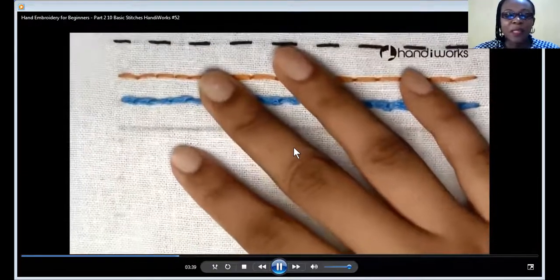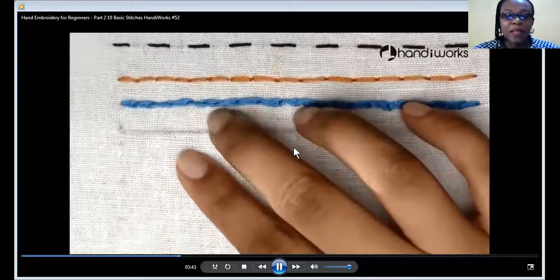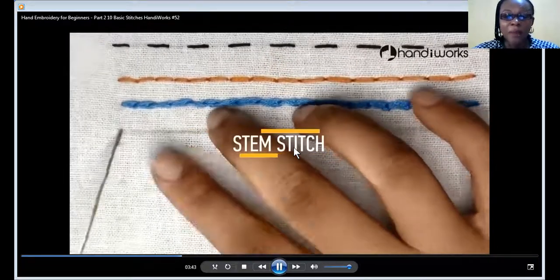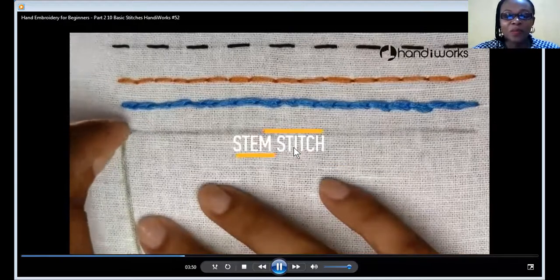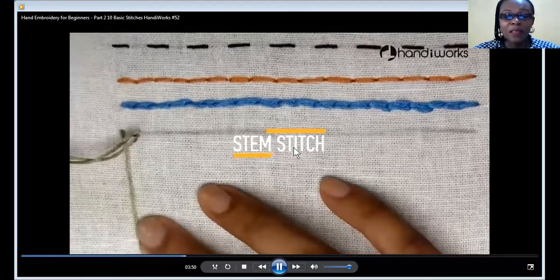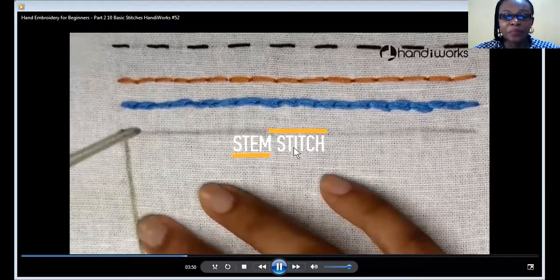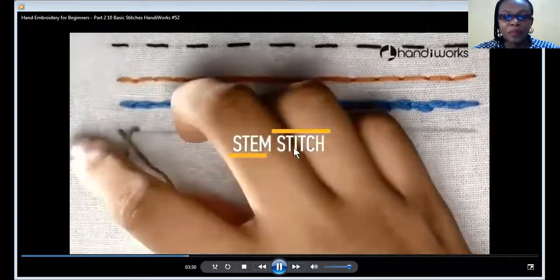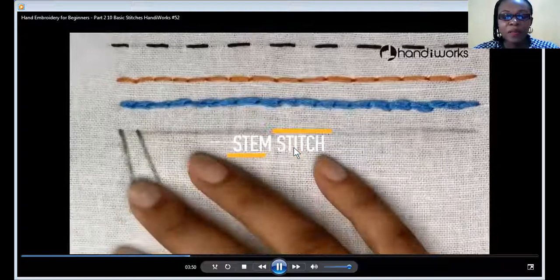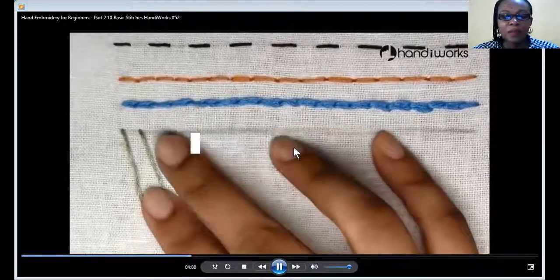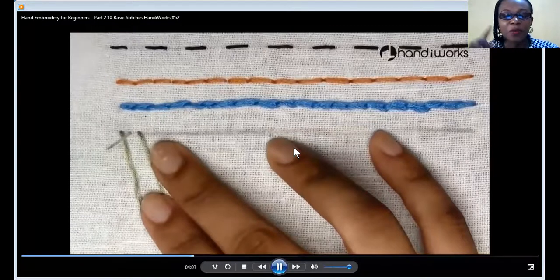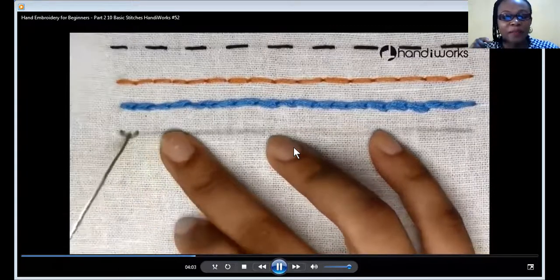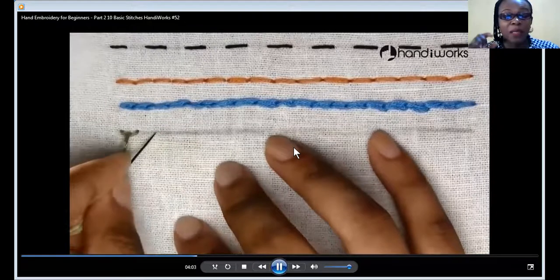It's about starting another stitch. Let's see the stitches. Stem stitch. That's nice. Stem stitch. Watch her as she goes about that. She uses one of her fingers to hold down the thread. Wow. And she's passing the needle and thread.